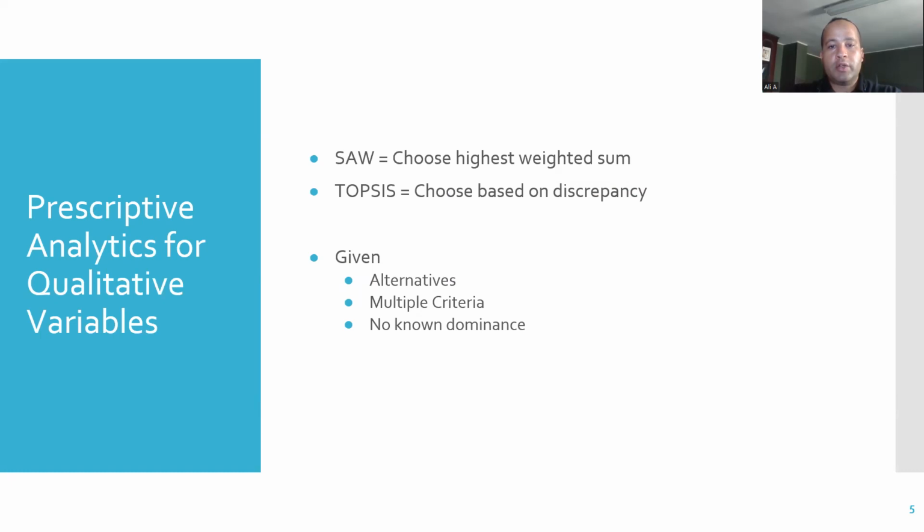For selecting between alternatives, we selected two of the simplest methods. SAW, simple additive weight, chooses based on weighted sum of the best criteria, whereas Topsis, technique for order preference by similarity to ideal solution, selects based on discrepancy to the ideal. The required parameters to prescribe a solution to the selection between alternatives are the alternatives with no known dominance and the selection criteria. In the case where there is a known dominance, the solution is known, so it does not need a solution.